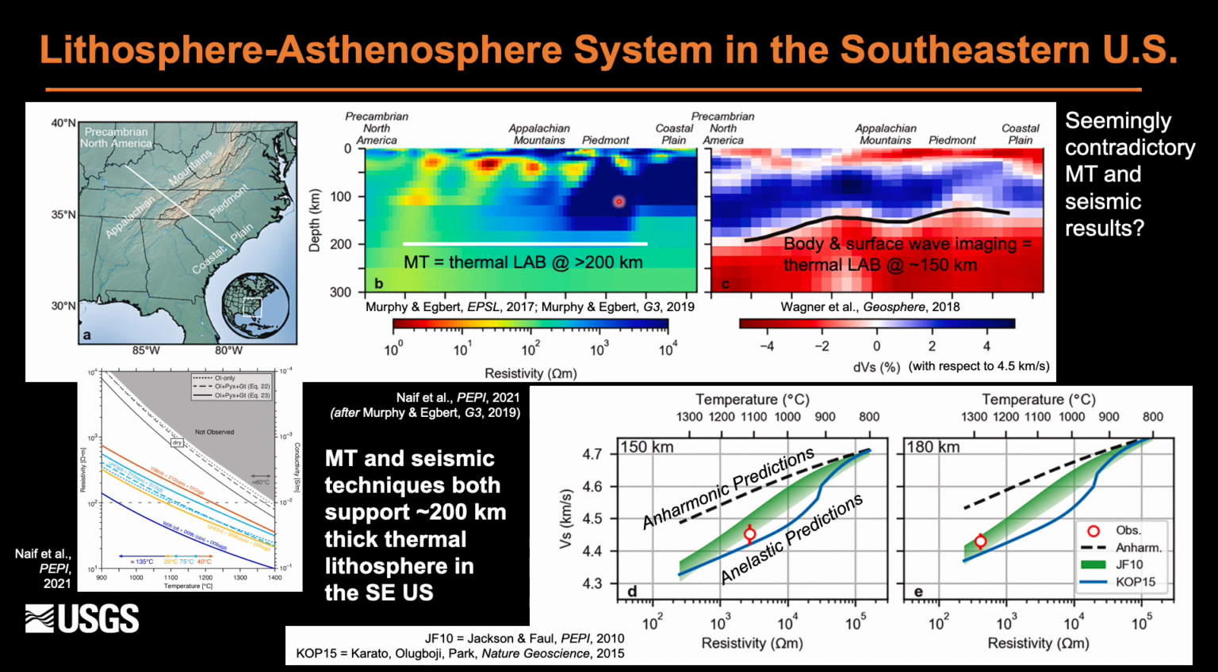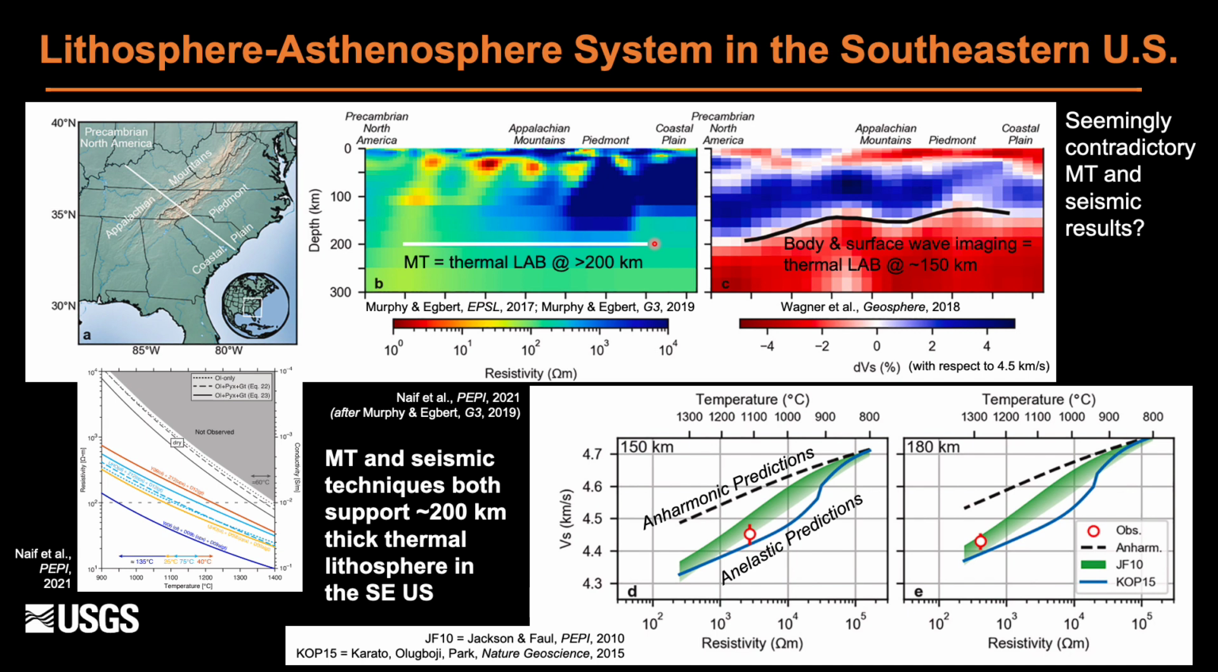Because of this upper limit, these very high resistivity values here require cold temperatures of less than 1200 degrees C, extending very deep. From resolution tests, we constrained these high resistivity values to extend to at least 200 kilometers depth. So from our MT results here, we concluded that the thermal lithosphere-asthenosphere boundary, with a temperature of about 1330 degrees C, has to be at a depth of 200 kilometers or deeper.